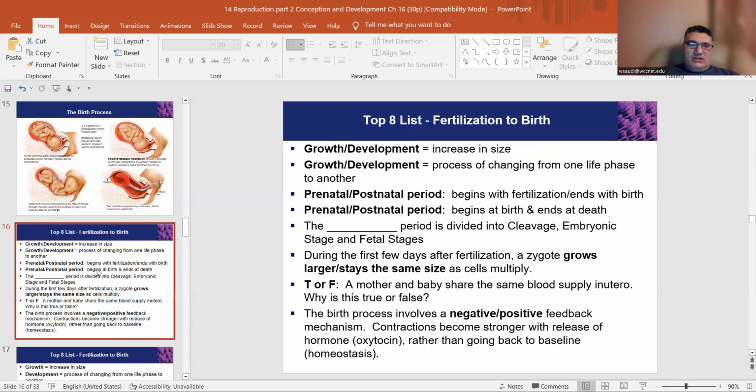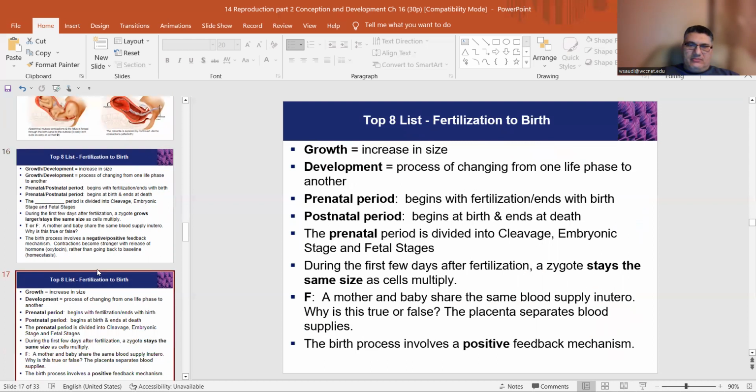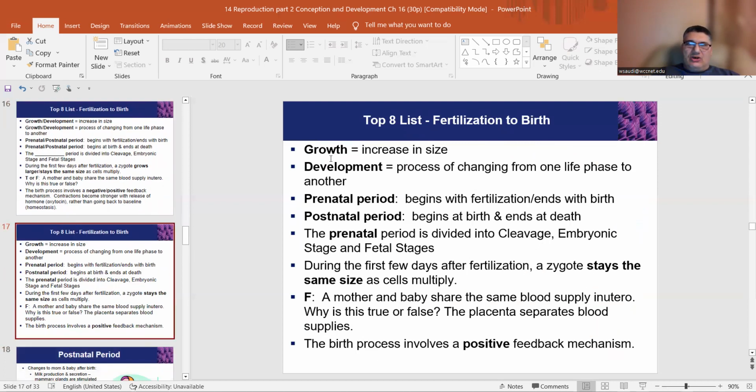Okay. So this is basically what we need to know. I know I skipped a lot, which is what I told you is more than enough to know. So this is what we talked about: growth, increased size, development. Is it changing in the different phases, which are prenatal and postnatal? Prenatal, before birth, is from fertilization until birth. Postnatal is from birth until death, like the baby is born and starts to grow until death.